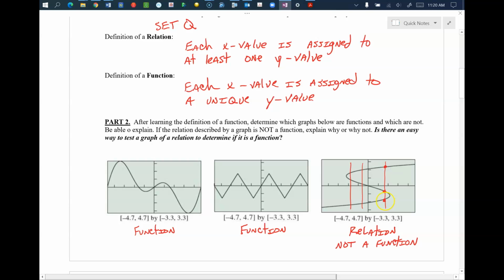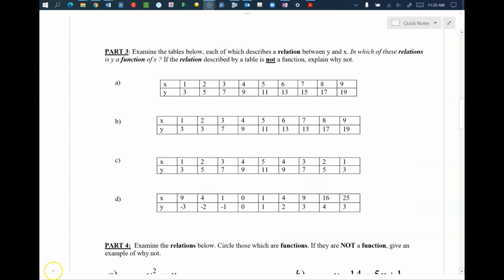And what that means is that all these points on this vertical line have the same x value, but they're also paired with multiple y values. So it's a relation but not a function.